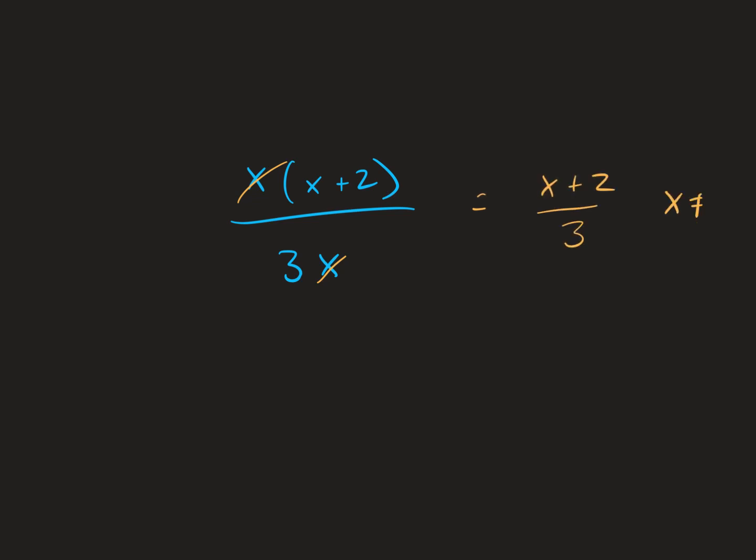So if we had something like this, if it was x times x plus 2 over 3x, we could cancel out the x's here, and we'd be left with x plus 2 over 3, but we'd have to say x does not equal 0.